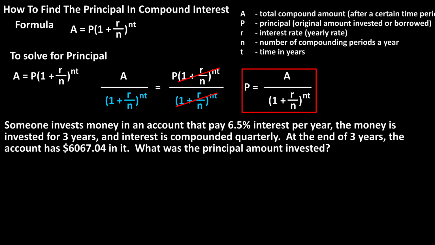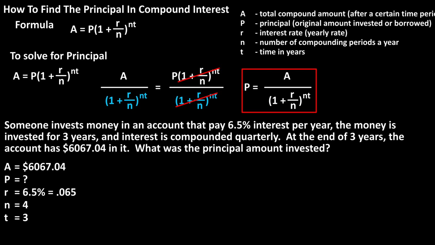Looking at our variables, A is the total compounded amount at the end of the 3 years. So this is $6,067.04. R, the yearly interest rate, is 6.5%. And we must convert this to a decimal. And we do this by dropping the percent sign and moving the decimal 2 places to the left to get 0.065. N is the number of compounds per year, which is 4 because it's compounded quarterly. And T, the number of years, is 3.